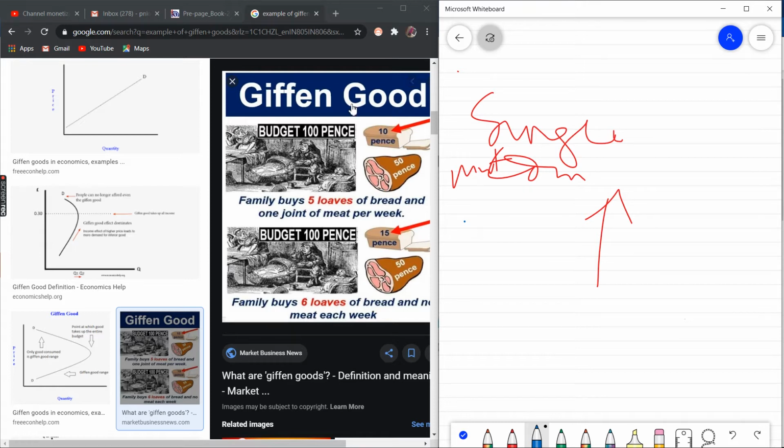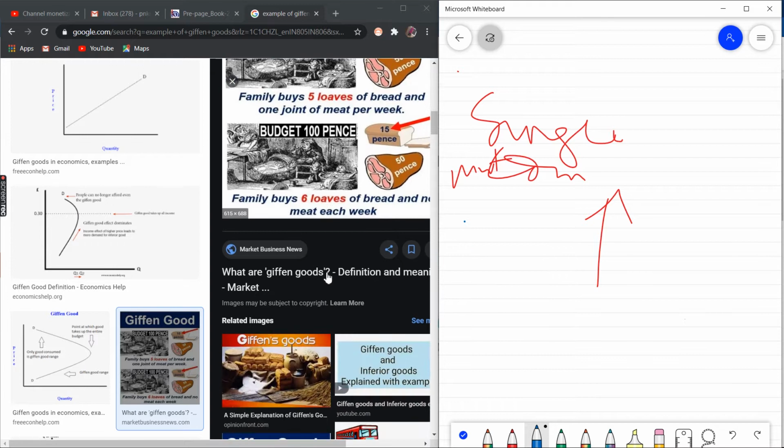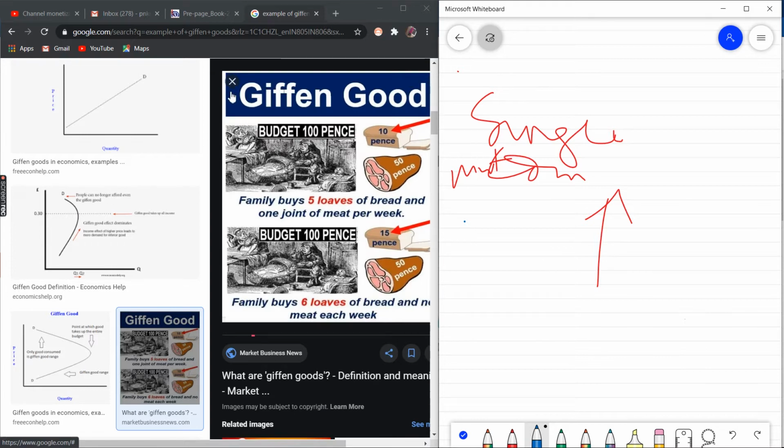Okay, due to the increase in the price level of bread loaves, there is an increase in the demand for bread. Okay, this was the perfect example of Giffen goods.